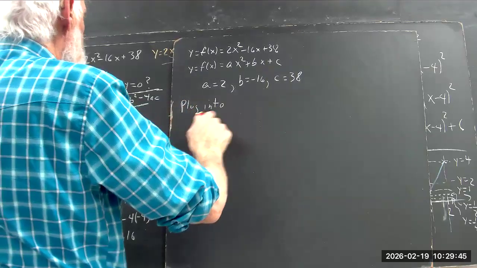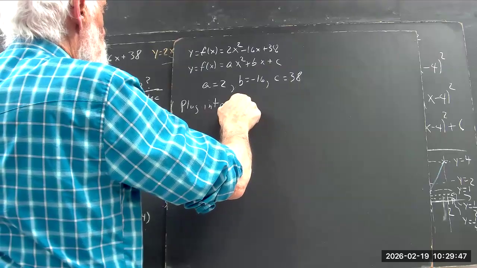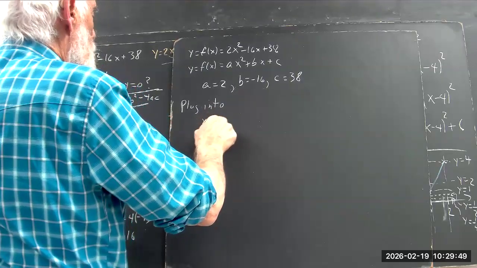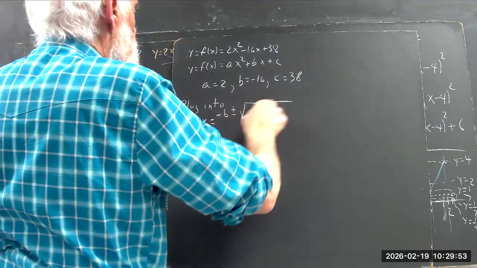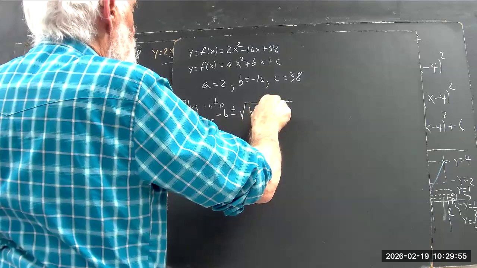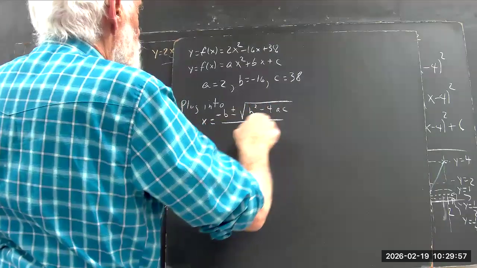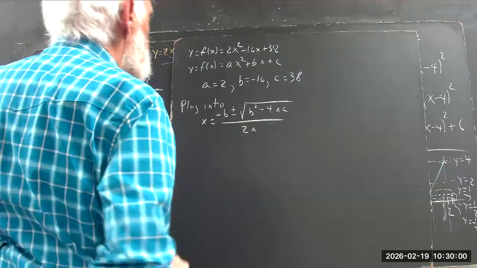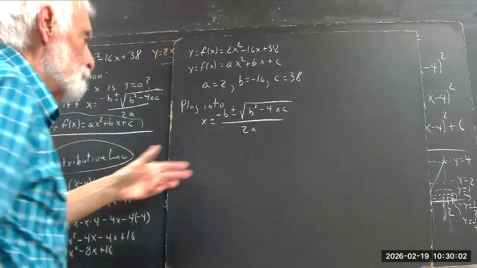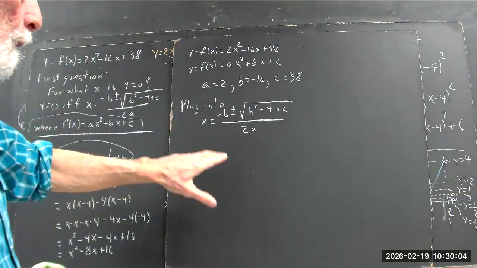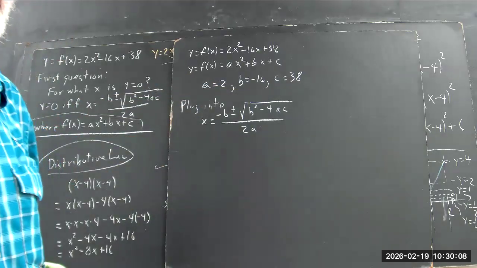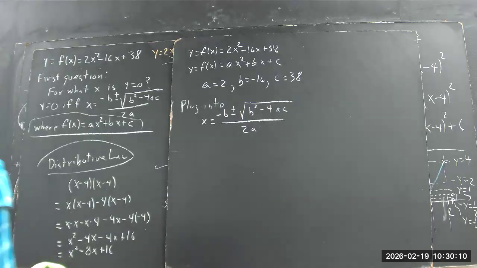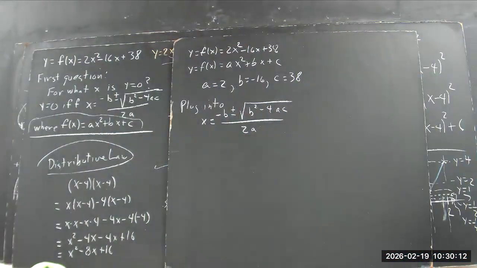Now we want to plug these numbers into x equals negative b plus or minus the square root of b squared minus 4ac, all divided by 2a. So I'm going to pause for a minute, give you a chance to plug these numbers into this formula and see what you get. Evaluate what you get as best you can.